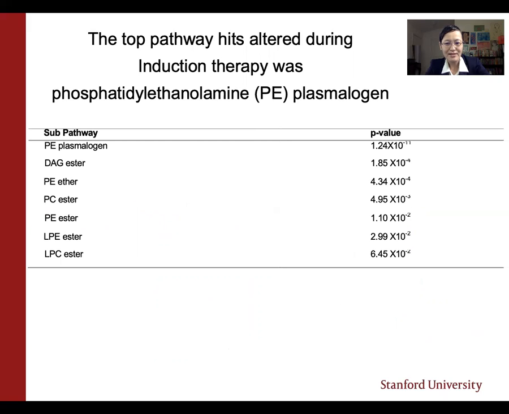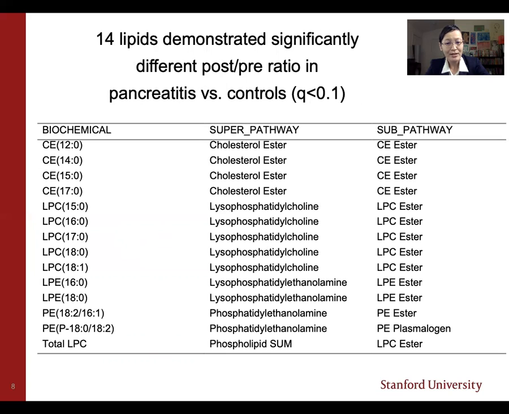Since the major change was observed in lipid pathways, we asked if we could find differentially expressed lipids in patients with or without aspartate-associated pancreatitis. We identified 14 differentially expressed lipids. Many membrane lipids, particularly lysophosphatidylcholines, LPCs, were different between patients with and without pancreatitis.